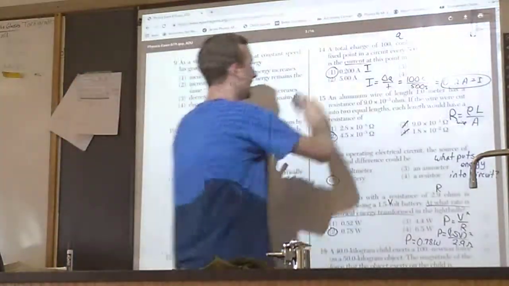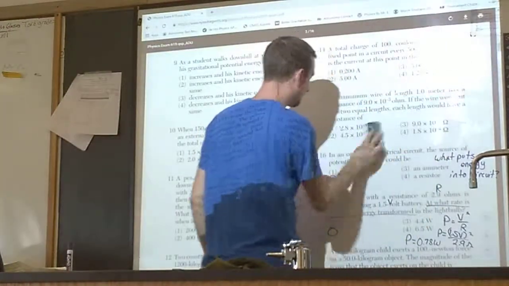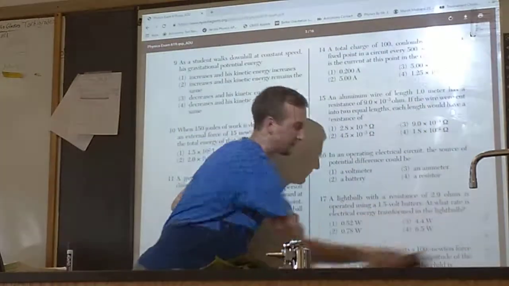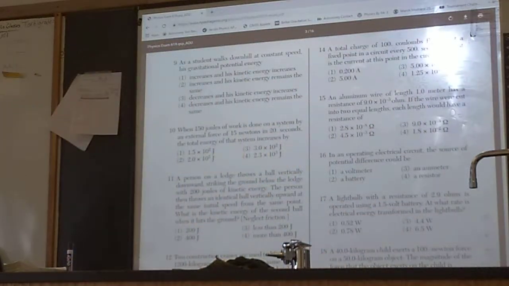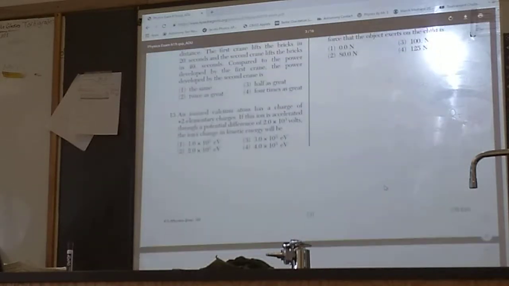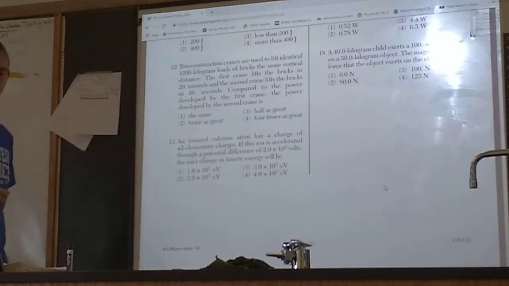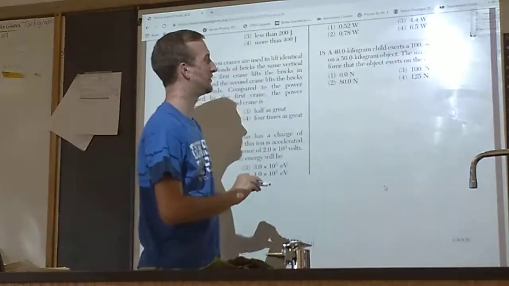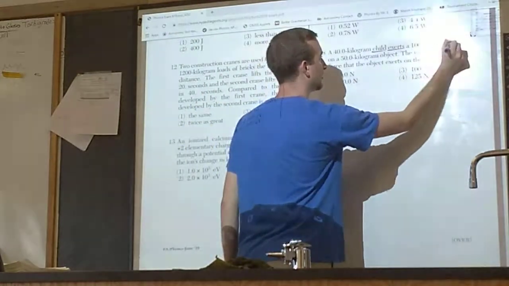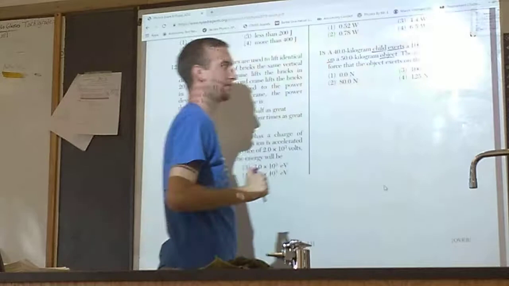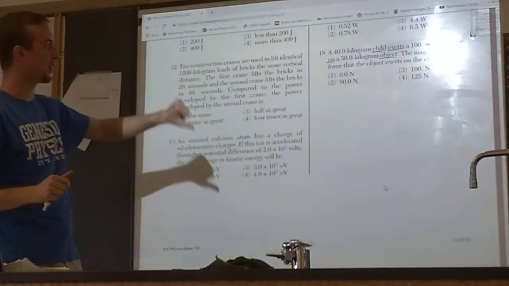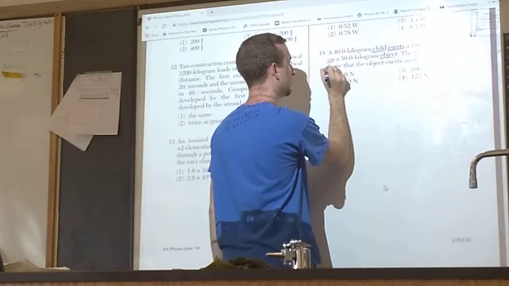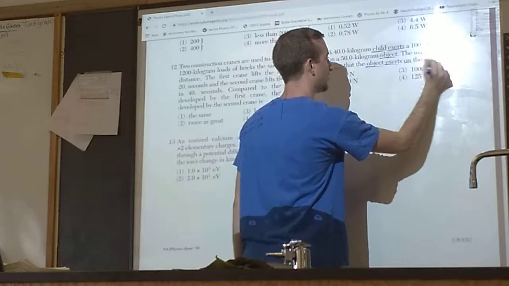The last question is another question that's fairly straightforward once you understand what is being asked. 18. A 40 kilogram child exerts a 100 Newton force on a 50 kilogram object. The magnitude of the force that the object exerts on the child is what? There's no calculation involved here, okay? Child exerts force on object. Take out all the numbers, you get a child exerts a force on an object. The question is asking the magnitude of the force the object exerts on the child.